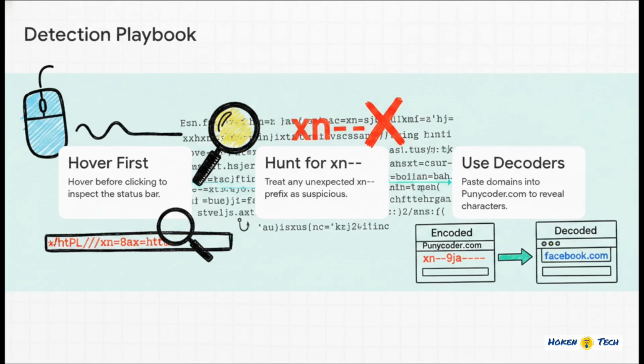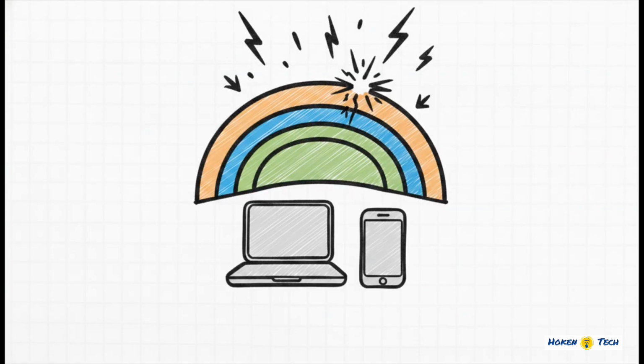Look at the little bar at the bottom of your browser. Step 2, and this is your real secret weapon: ruthless hunting for the XN-- prefix. If you spot those 4 characters at the start of the corporate link, halt, everyone stop. It's the unmistakable signature of Punycode in action. Step 3, do you have the slightest doubt? Don't play the hero. Copy the address and throw it into a free online decoder like punycoder.com. That site will mercilessly dismantle the illusion and show you the real, hidden characters.